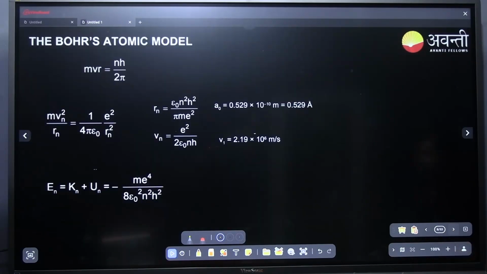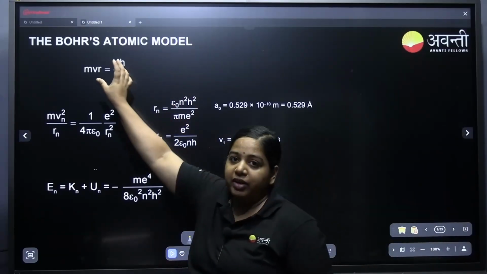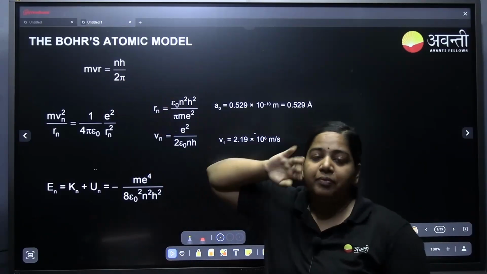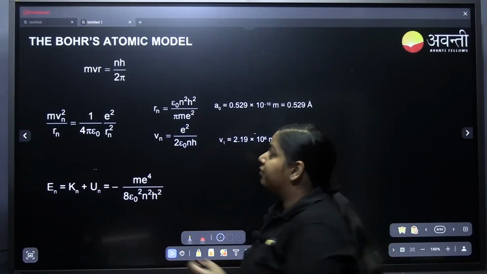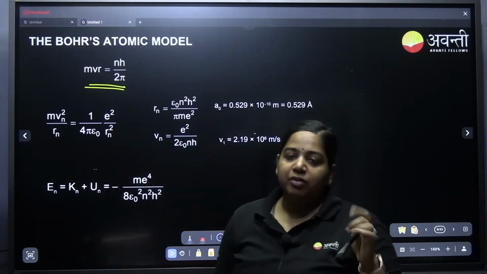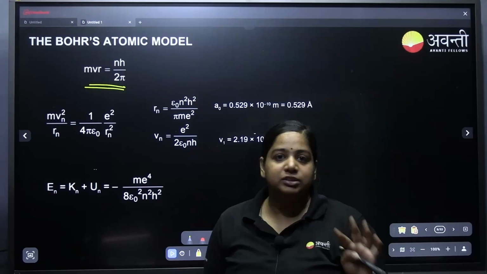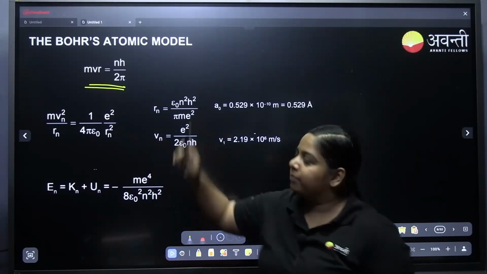Okay, going to Bohr's atomic model. First of all, we have to know this equation, that is, the angular momentum of an electron in the orbit will be equal to n h by 2 pi. The n value will be 1, 2, 3, etc. That is the principal quantum number. Okay, this is the first Bohr postulate.